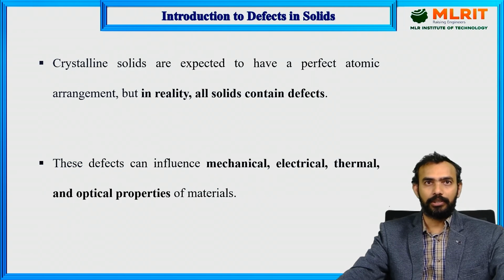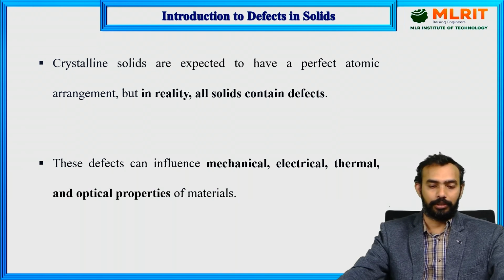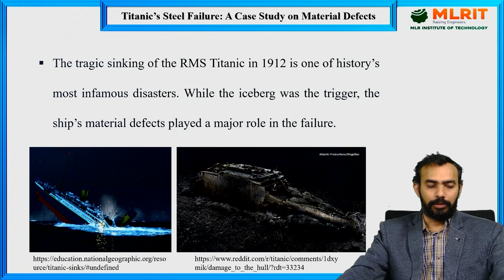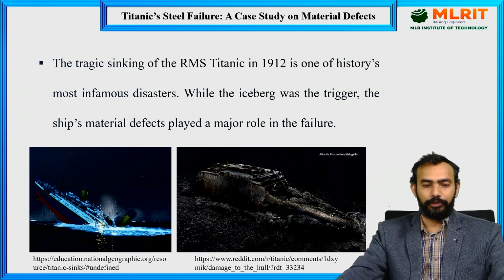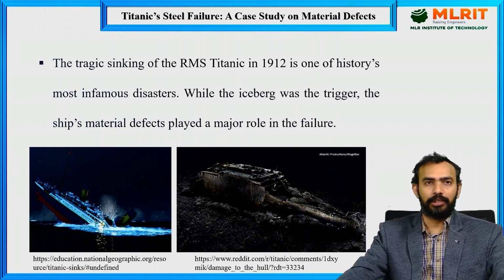So crystalline solids are expected to have a perfect atomic arrangement. That is in theory, but in reality, in practical scenarios, all solids contain certain defects. These defects can influence almost all the properties of the material, including mechanical, electrical, thermal, optical and other properties. So it is very much needed to have a clear picture of the defects that are present in materials. We will look at a case study on why we have to understand material defects, which is very important for materials scientists.